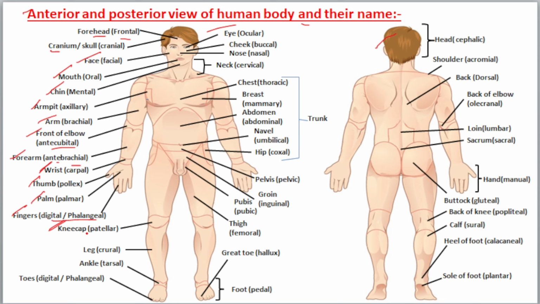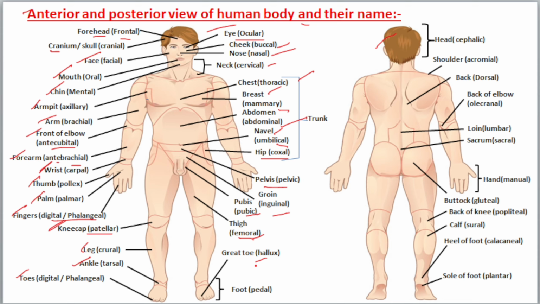Kneecap portion, where the patella bone is present. This portion is called the patellar region. Legs is called the crural. Ankle, tarsal. Toes and fingers, digital or phalangeal. Then eyes are called ocular. Cheeks are called buccal. Nose is called nasal. Neck, cervical. Chest, thoracic. Breast, mammary. Abdomen, abdominal region. Navel, umbilical region. Hip, coxal region. Pelvis, pelvic region. Groin, inguinal region. Pubis, pubic region. Thigh, femoral region, because there is the femur bone.